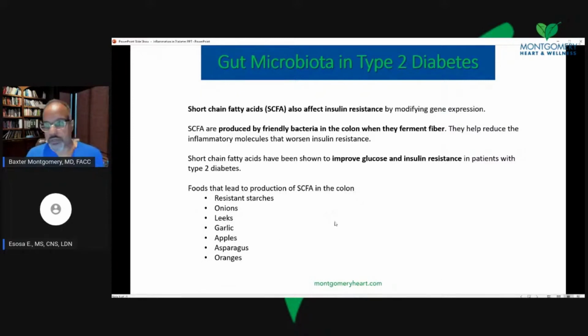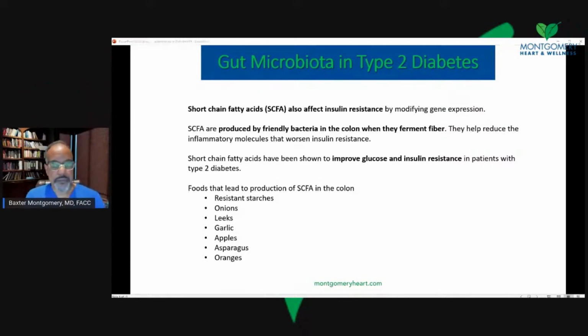You don't see cheeseburger on here, or barbecue or oxtails. These are things that you see that are all plant-based foods.